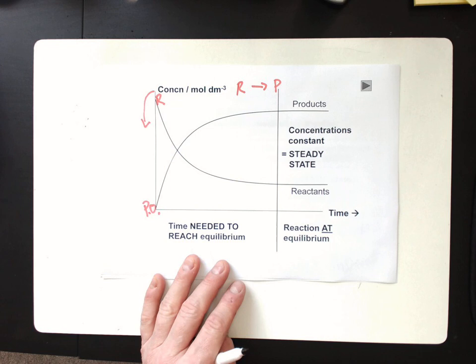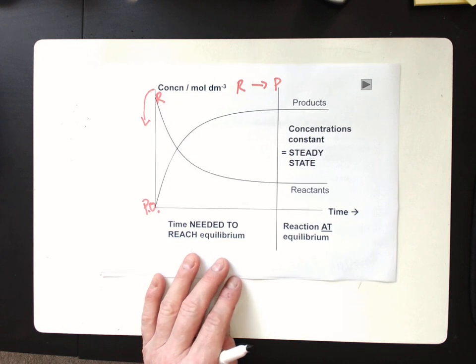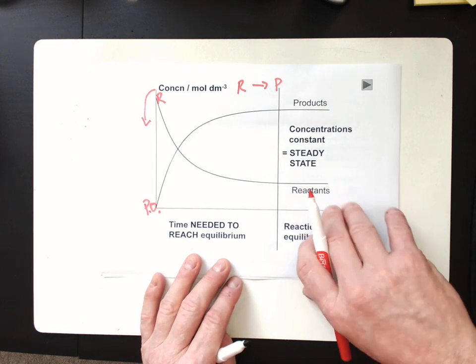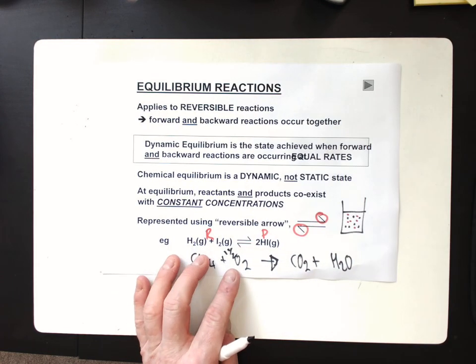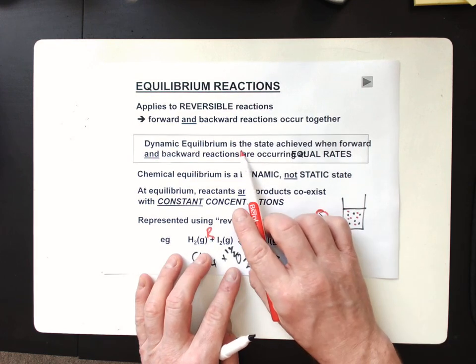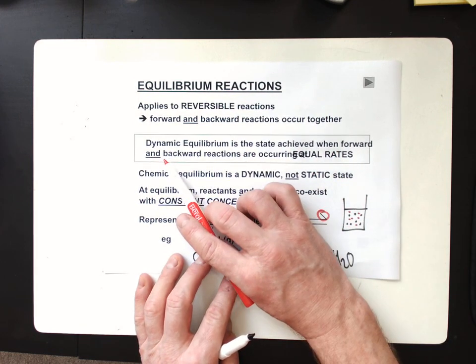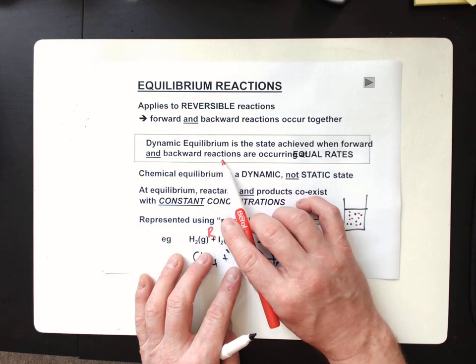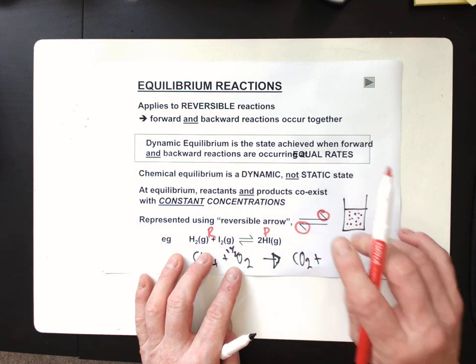So my first question to students, when I'm doing this, would be, at what point have we met dynamic equilibrium? And I'll maybe flick back to the previous slide, just to remind students what dynamic equilibrium is, and it's the state achieved when the forward reaction and the backwards reaction are happening at equal rates.